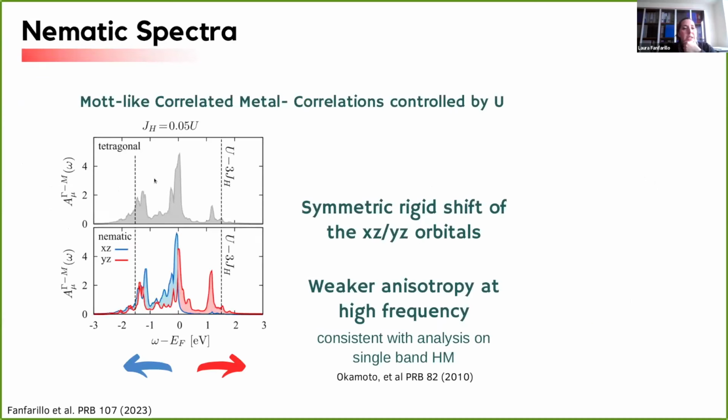So what we see is that if we plug our nematic perturbation in the system and compute again the spectra, in the case of correlation controlled by U, we have a kind of expected behavior in which essentially there is a spectral weight of the XZ going from one side and the spectral weight of the YZ going from the other. But essentially the structure of the spectra is not really changing.